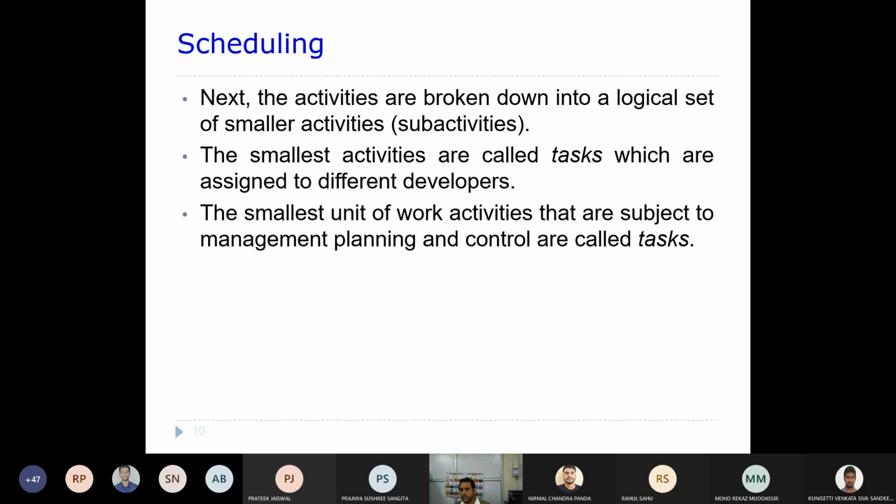The smallest units of work activities that are subject to management planning and control are called tasks. These are the very smallest units of work, and they can be managed, monitored, and controlled. Let's say a task may last 1 or 2 weeks. If you are facing any difficulty, it can be controlled, meaning you can take certain corrective actions to bring the development back on track.